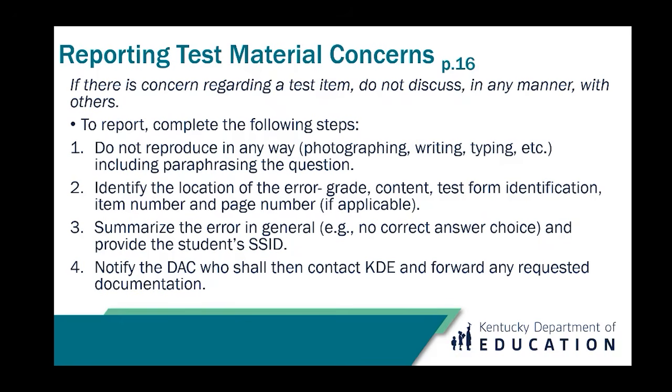Next, identify the location of the error, the grade level, the subject area, the test form, the item number, and the page number if applicable. Next, summarize the error in general. You may say something like, no correct answer choice. The summary shall not unduly compromise the security of the assessment by revealing the content of the item. Remember to provide the student SSID. And finally, notify the DAC, who shall then contact KDE, Office of Assessment and Accountability, and forward any requested documentation.